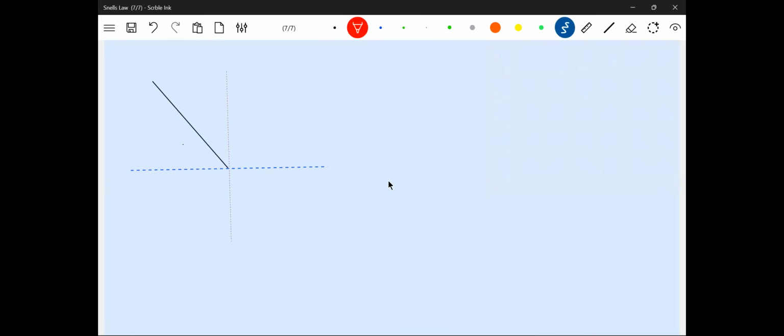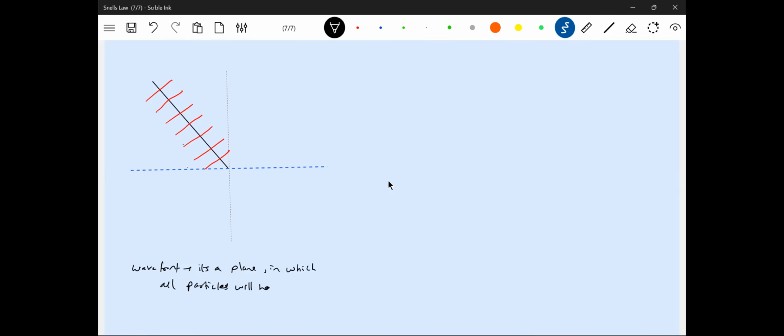Okay, here I'll bring the wavefront idea. Now, what are these red color lines? They are the wavefront. What do you mean by wavefront? Next question comes, what is a wavefront? It's a plane in which all particles will have the same phase. The light is propagating like this.